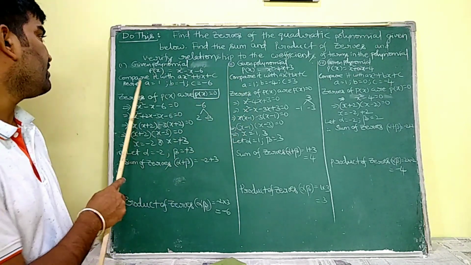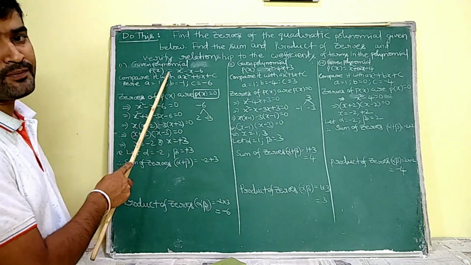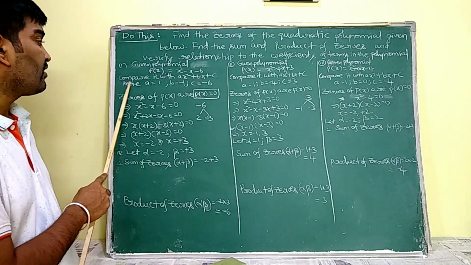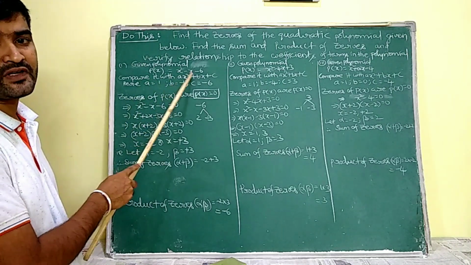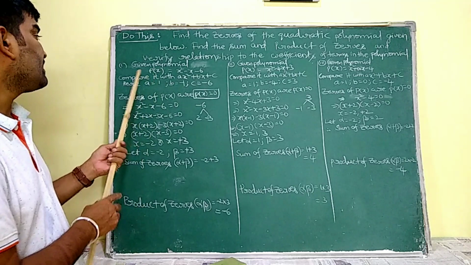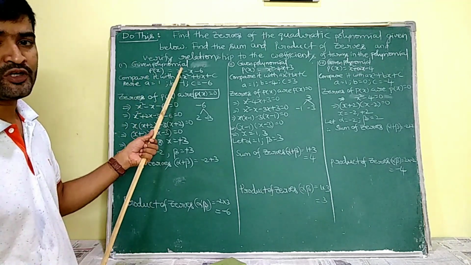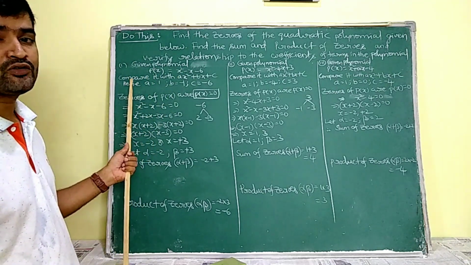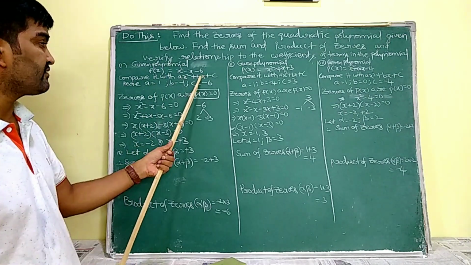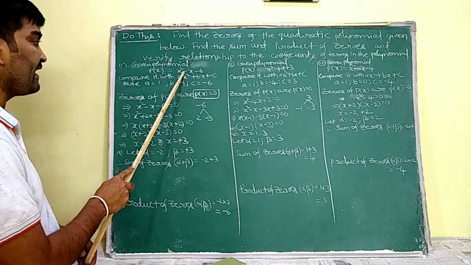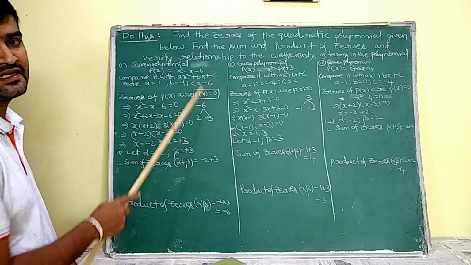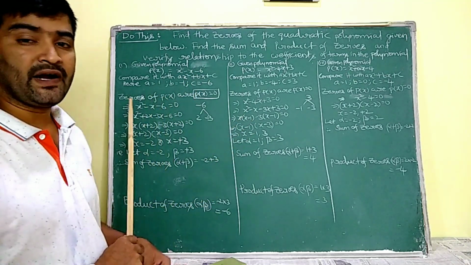That is why we have to write the zeros and also the coefficients clearly. So firstly, after writing the polynomial, write the coefficients of the given polynomial with respect to ax square plus bx plus c. Comparing, here my a value is 1, b value is minus 1, c value is minus 6. Now I have to find its zeros.